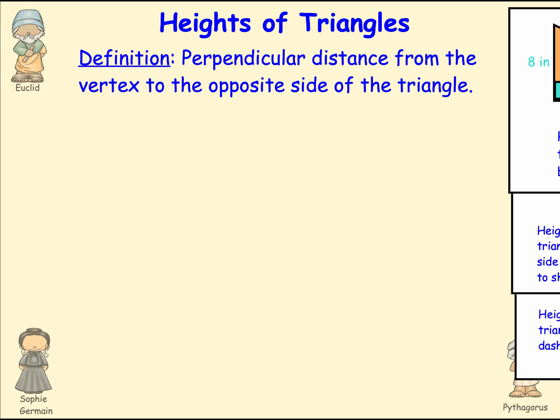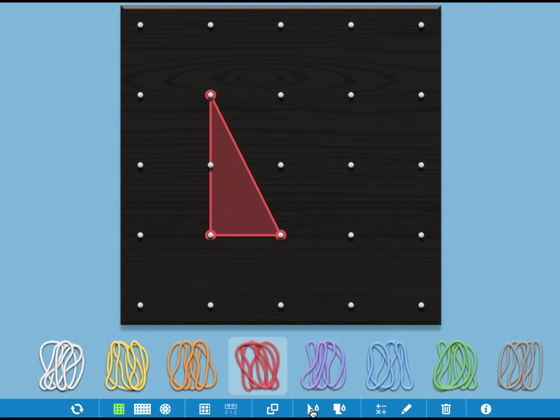So one more thing before we go on and do the actual applications of finding areas of triangles. We want to make sure we understand how to find the heights of triangles, and that's because where they're located is different depending on what type of triangle it is. So let's go back to our geoboard. So that triangle that we had started with before, its height was 2 and its base was 1. And that's because we have a right angle right here.